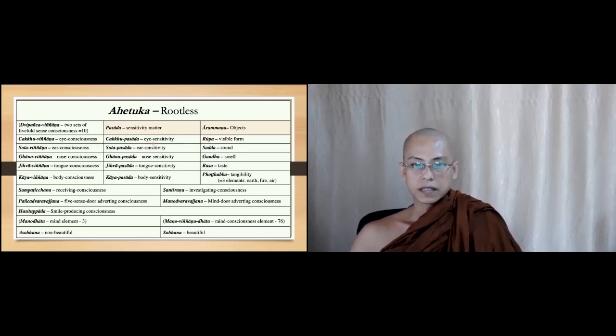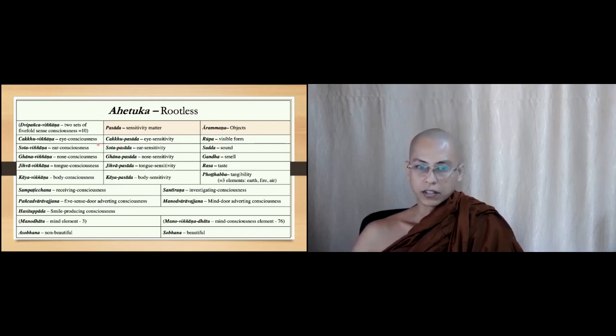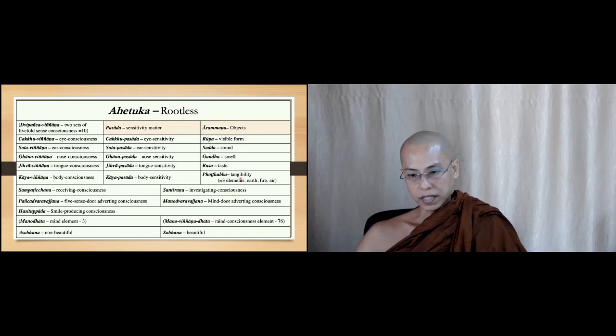So eye sensitivity catches visible form. Then eye consciousness arises. In this way, ear sensitivity catches the sound, then ear consciousness arises. Nose sensitivity catches the smell, tongue sensitivity the taste, and body sensitivity meets with the tangibility. So in this way, before we study ahetuka consciousness, you can get some information in advance.